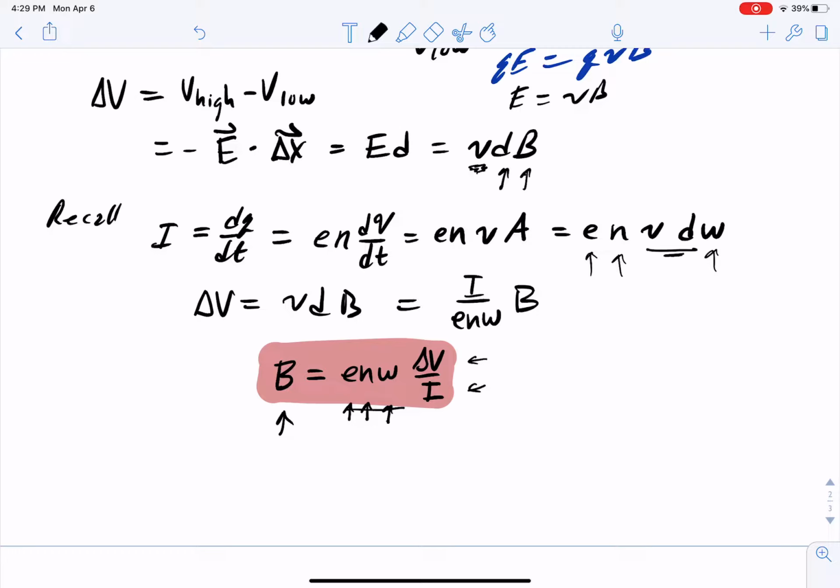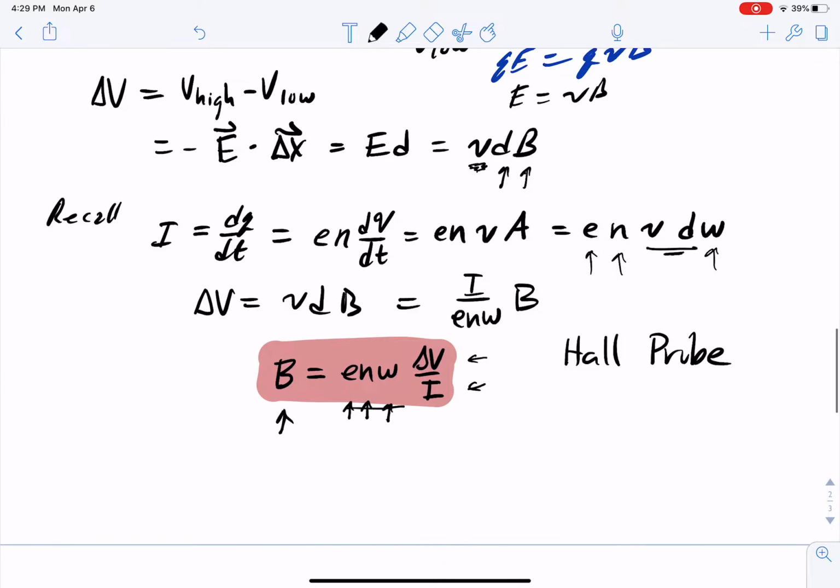So the voltage and the current are easy to measure. So again, this gives us a very simple way of measuring magnetic field strength. You're very likely to run into such a thing if you ever need to measure magnetic fields. I think it's probably the most common way to measure magnetic fields. I think your phone likely has one. It's called a Hall probe. All it is is a chunk of wire with a known value for the charge carrier density, and then a careful measurement of the voltage and the current.